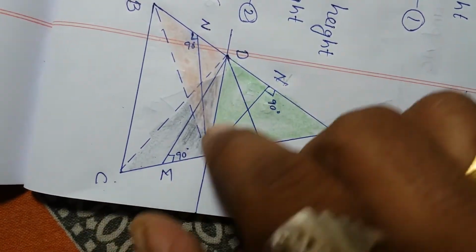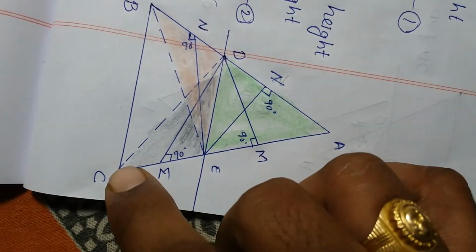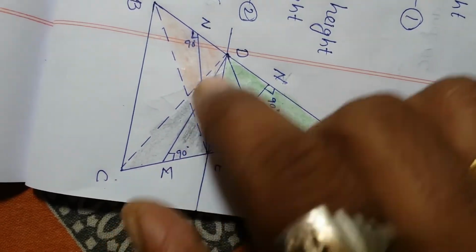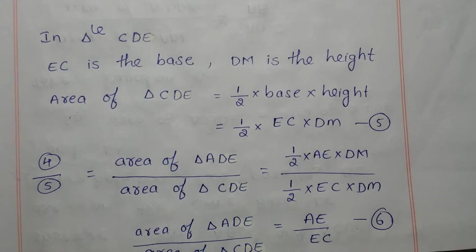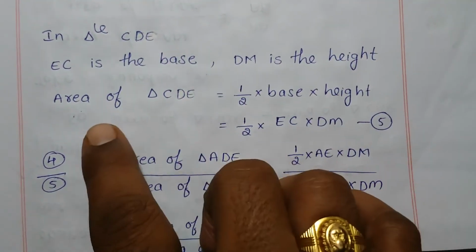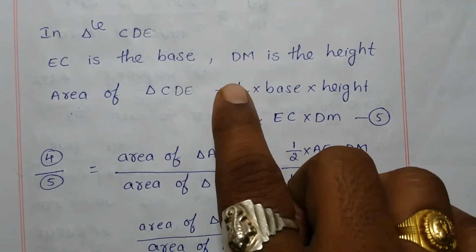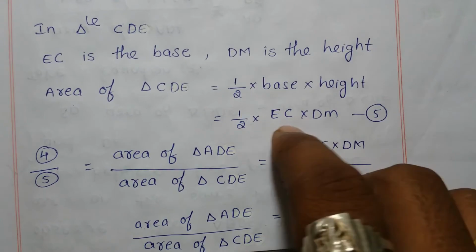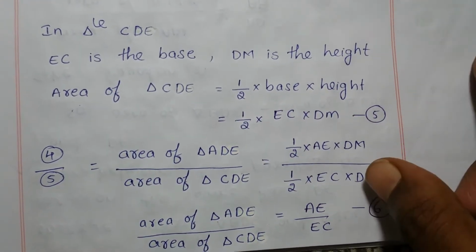Therefore area of triangle CDE is nothing but half base into height, where base is EC and height is DM. So in triangle CDE, EC is the base, DM is the height. Area of triangle CDE is equal to half base into height, half EC into DM. Let it be equation number 5.